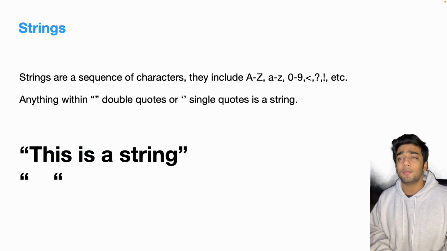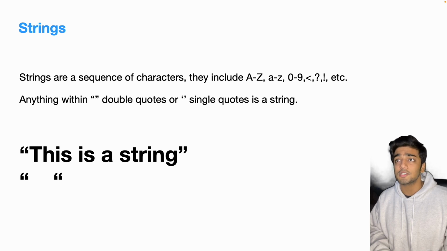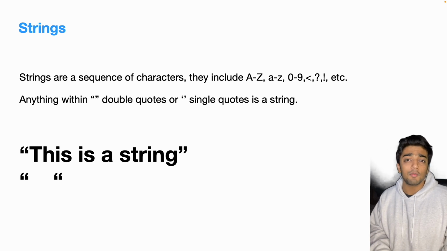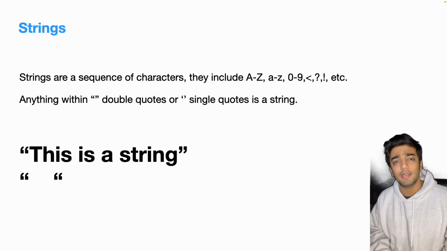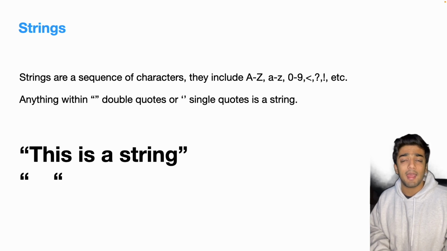The next data type that we're going to be talking about is strings, or the string data type. Strings are very simple to understand and actually to identify. Anything in Python that is written within double quotes or single quotes belongs to the string data type. Formally, strings are a sequence of characters, and they include uppercase A to Z, lowercase a to z, 0 to 9, and any other symbol that can be typed on your keyboard. In fact, a space is also considered a character in programming.